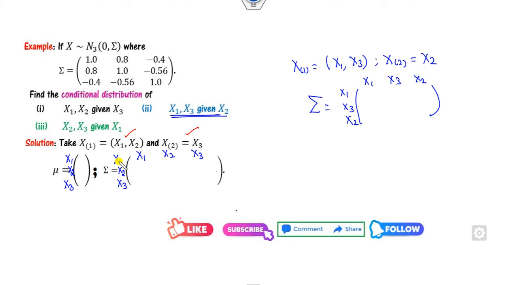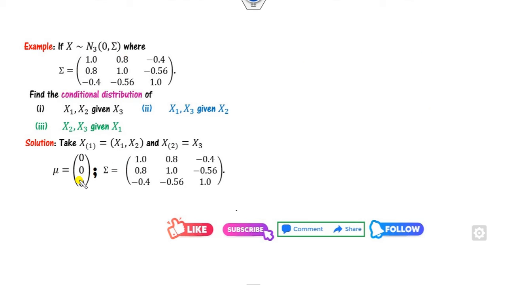Then you have to complete this matrix from here. What is x1, x1? This number is my x1, x2, x3. This is my x1, x2, x3. x1, x1 is 1.0. x1, x2 is 0.8 and so on. You can complete this matrix. Similarly, what is the mean? Mu is given to be 0, 0, 0. So x1 is 0, x2 is 0, x3 is 0. So this is my step number 2.